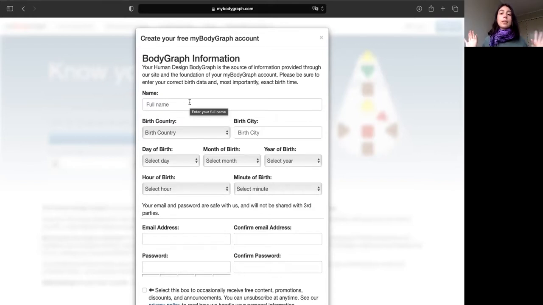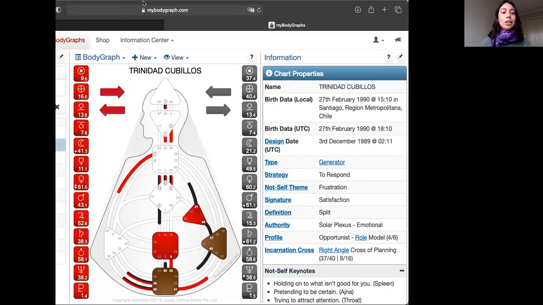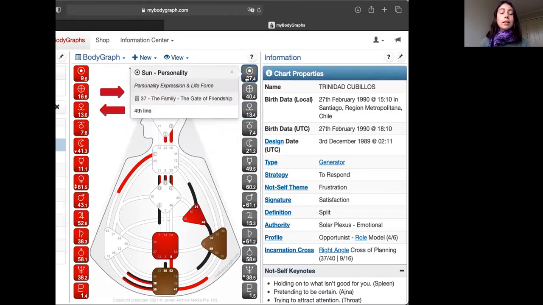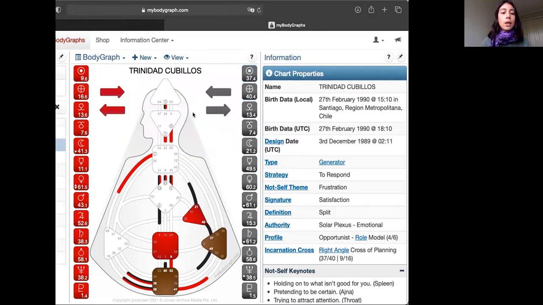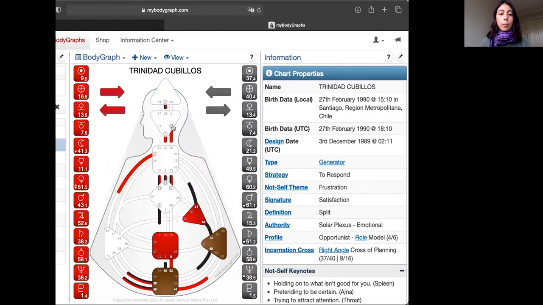And so what the website is going to do is run your chart right away and give it to you. So I have over here already my body graph website that is already filled with charts, a lot of my clients' charts too. And this is my chart. And the reason why I think this website is really easy and good to start with is because, one, you can hover over things and it will give you some kind of information.